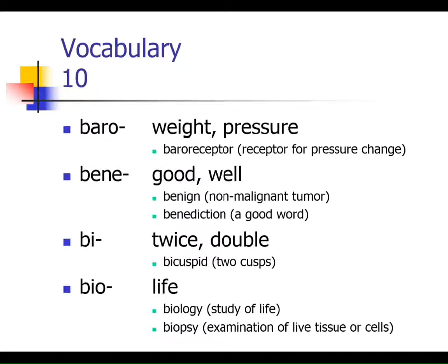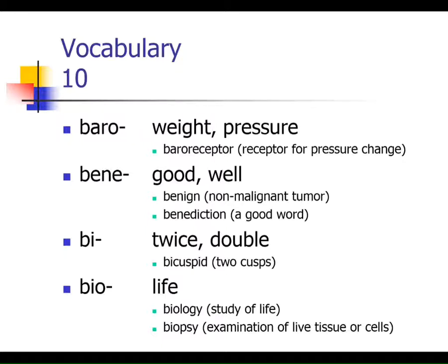Beni, good. Or, well, benign. If you hear that you have a benign tumor, that's pretty good news. Benign, right, means it's probably not going to kill you. And benediction, a good word. And then bi, twice or double. So bicuspid has two points to it, bicycle, right, two wheels, we know bi. And then finally, bio. Here we are in a biology class learning about life. So bio, life, and ology, the study of.